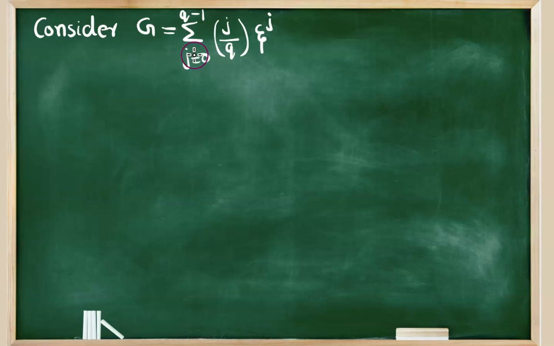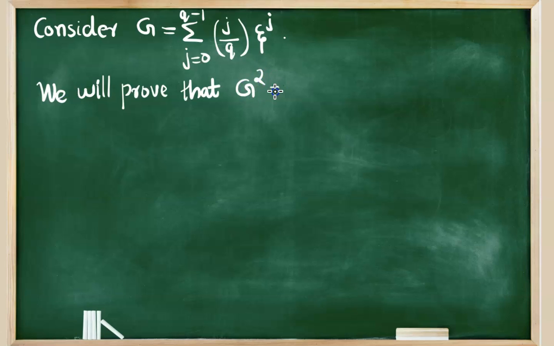Now, let us consider the sum g equal to the summation over j varying from 0 to q minus 1 of the Legendre symbol (j/q) times theta raised to j. Since this is a finite sum involving the root of unity theta, we can say that this is a Gauss sum. Here we will prove that g square is equal to (-1) raised to (q-1)/2 times q. Then we can say that g square will not be equal to 0.